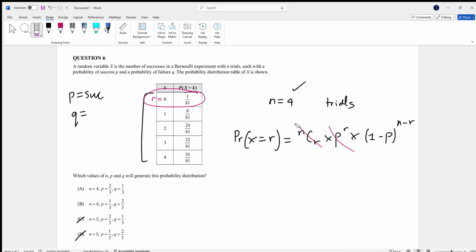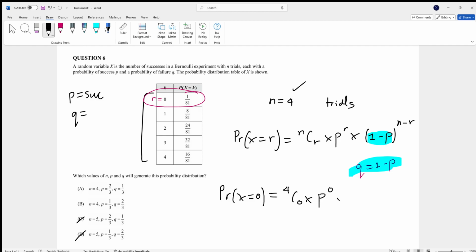Now, this is the best thing to try first, because this will turn into 1, and so will this. Okay? So here, I should probably write this in terms of this. q is 1 minus p, okay? So that guy is that guy right there, alright? So if we fill in this information with 4, we're going to calculate that first one there, the probability that x is equal to 0. So it'll be 4 choose 0 times p to the power of 0 times 1 minus p to the power of 4 minus 0. That is equal to 1, that is equal to 1, and this is equal to 1 over 81.